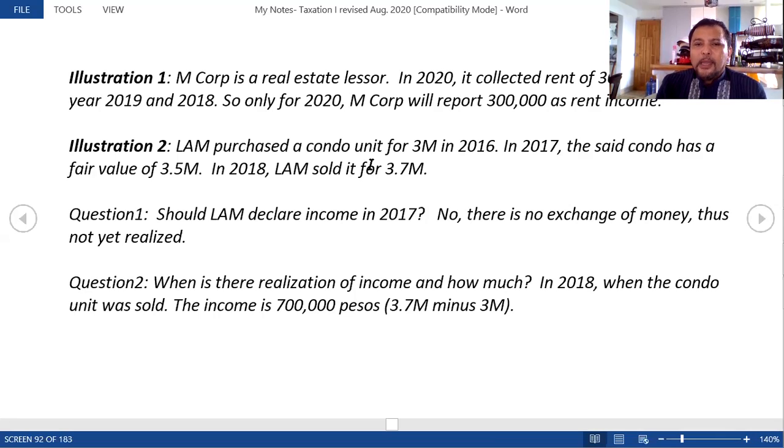Why? Because in leasing, the taxpayer can exercise the cash basis way of reporting. That's cash basis. We will go further into that.